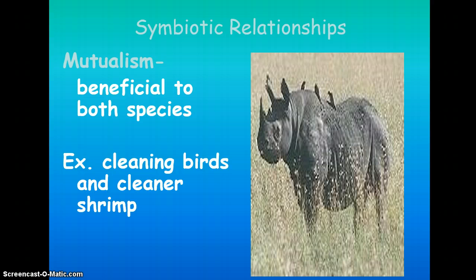Mutualism. This is where both of them benefit from each other. The birds on that rhinoceros clean the rhino. They're usually cleaning their teeth, which helps the rhino to have clean teeth. So they're helping each other out. The bird's getting food, the rhino's getting his teeth cleaned.